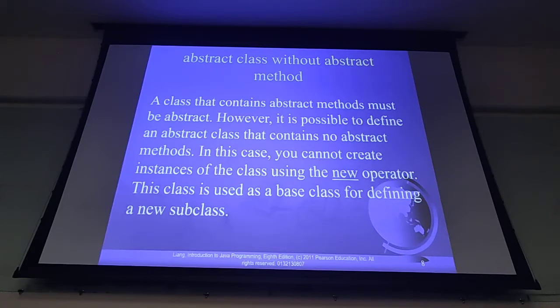Why do we have an abstract class? Because it is represented as a base class. So if you want to use it, you have to inherit, override the methods, and make them a concrete class.